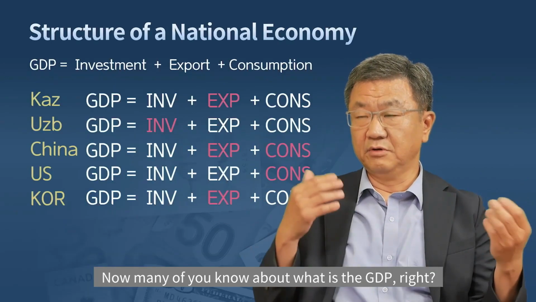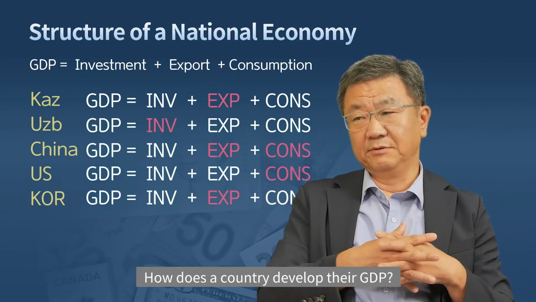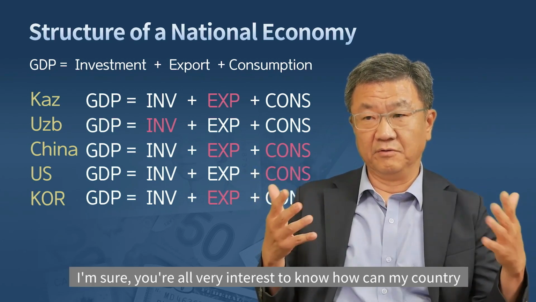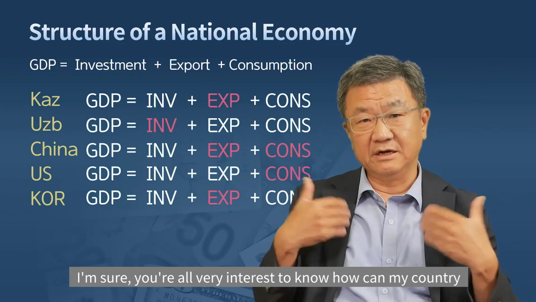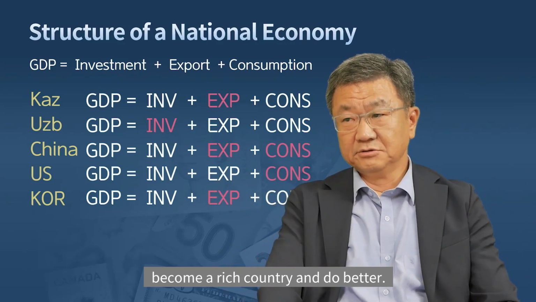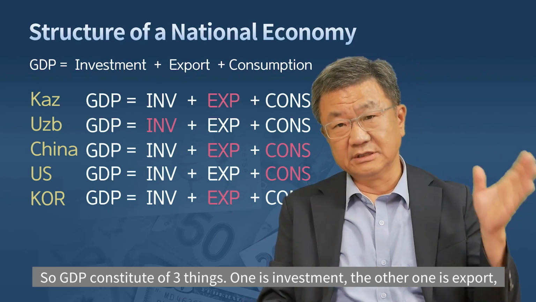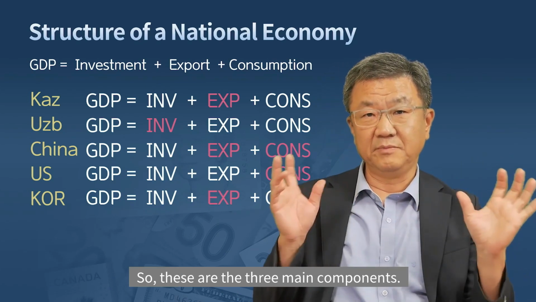Now, many of you know about what is GDP, right? We all know what is GDP. How does a country develop their GDP? I'm sure you're all very interested to know how can my country become a rich country and do better. So GDP consists of three things. One is investments, the other one is export, and the third is consumption. So these are the three main components.